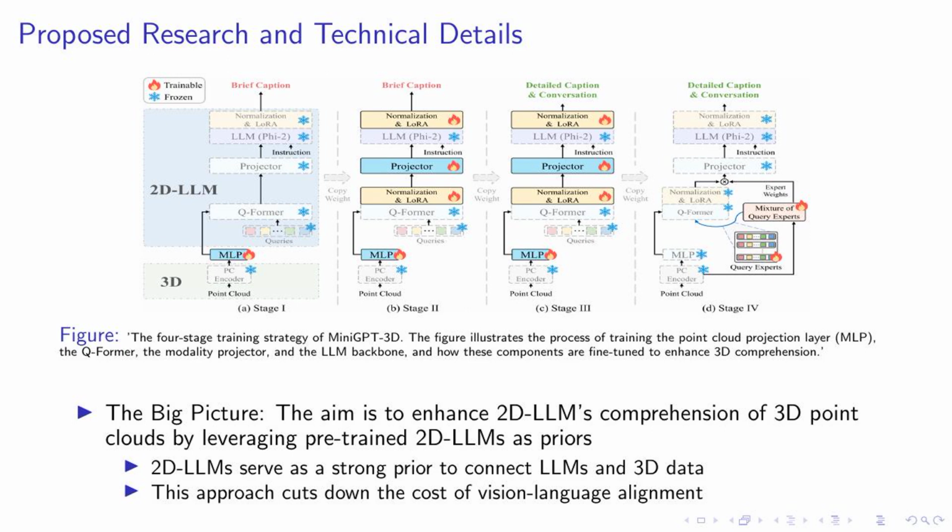MiniGPT-3D. The figure illustrates the process of training the point cloud projection layer (MLP), the Q-former, the modality projector, and the LLM backbone, and how these components are fine-tuned to enhance 3D comprehension.